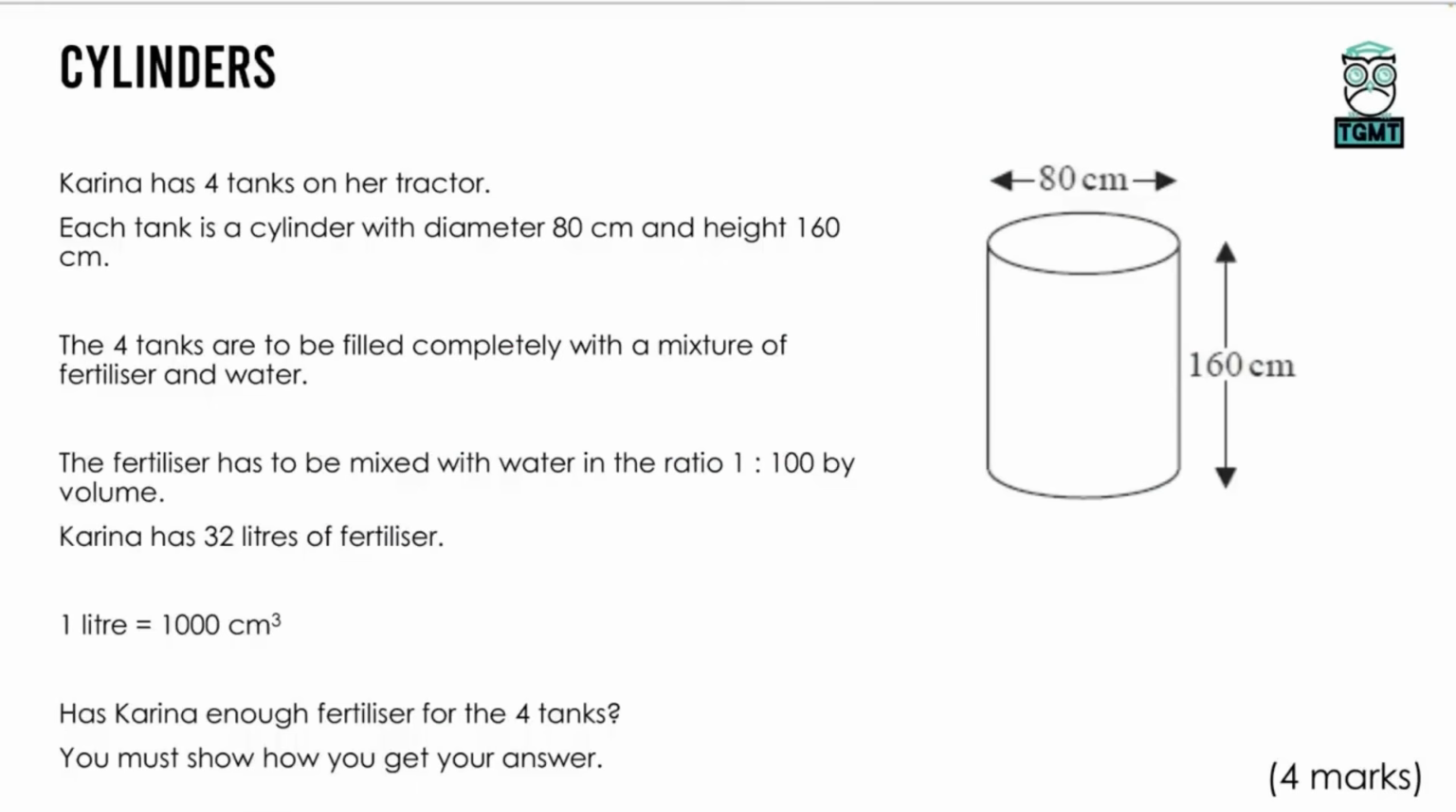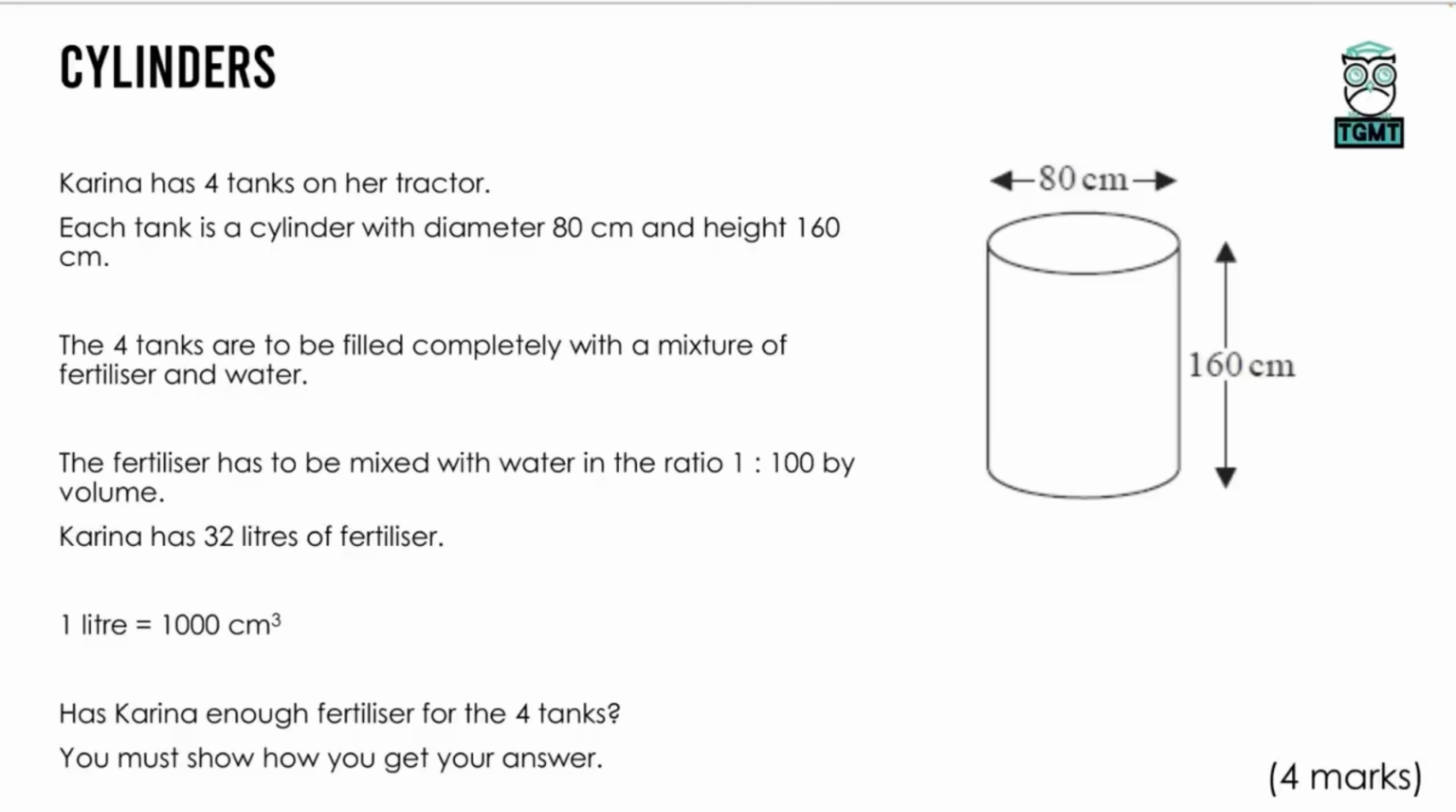Okay, so this question is looking at a cylinder. It says here, Karina has 4 tanks on her tractor. Each tank is a cylinder with diameter 80 and height 160. The 4 tanks are going to be filled completely with a mixture of fertiliser and water. The fertiliser has to be mixed with water in the ratio 1 to 100 by volume. Karina has 32 litres of fertiliser.